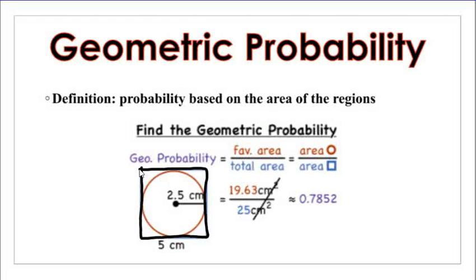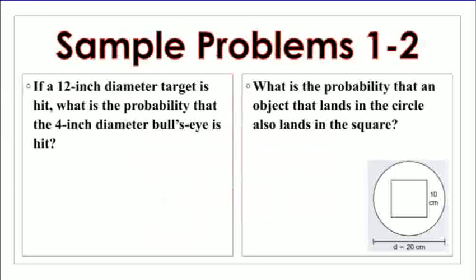So if we're trying to find the probability of something landing in the circle, we would look at the probability of landing in the circle, the area of the circle over the area of the square. And so you can see this one being done for us, and they give you a probability of 0.7852. So for the lesson today, we're just looking at the area of the smaller section divided by the area of the larger section. So let's take a look at an example.